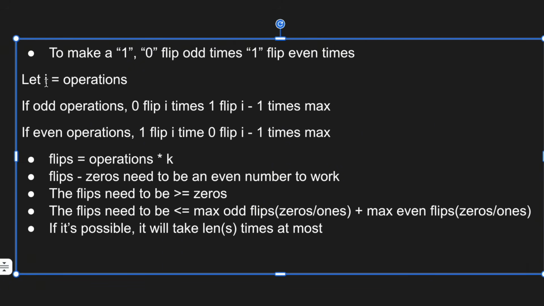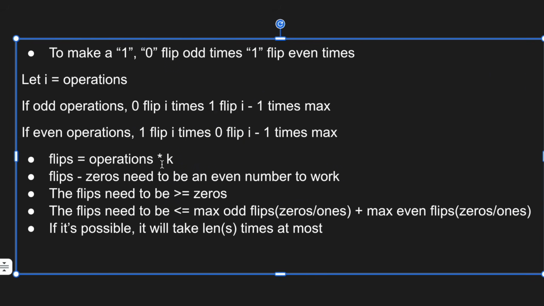Knowing that, let's define I as the number of operations. If we perform an odd number of operations, then 0 can flip I times max because it's odd, and 1 will have to flip I minus 1 times max, because I will be odd. And for even, same thing. If it is even, then 1 can flip I times because it's even, and 0, since it has to be odd, will flip I minus 1 times max.